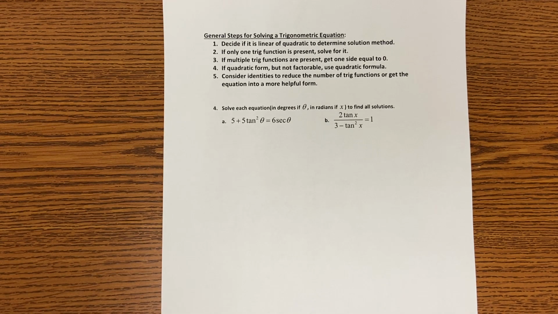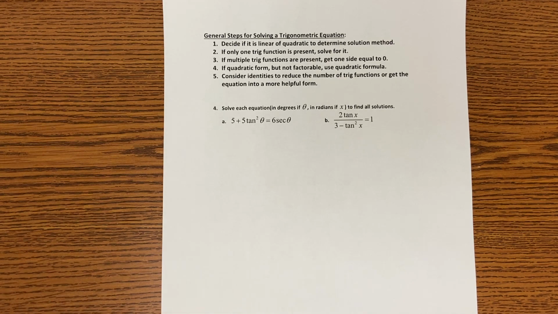Let's talk through the general steps for solving a trig equation. We've already seen some of these in 7.6, but let's talk through some of the solution methods that might need to be used. You can determine if it's linear or quadratic to determine the solution method, because if it's linear, likely there's only one trig function, so you can solve for it.